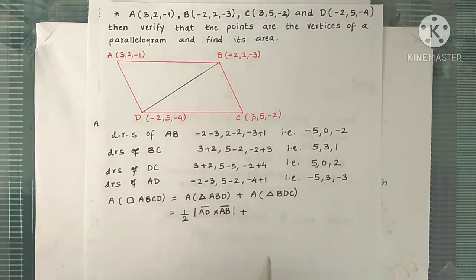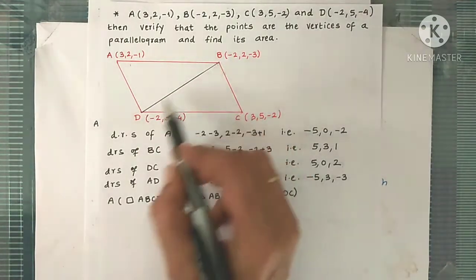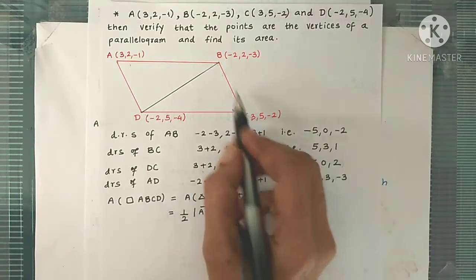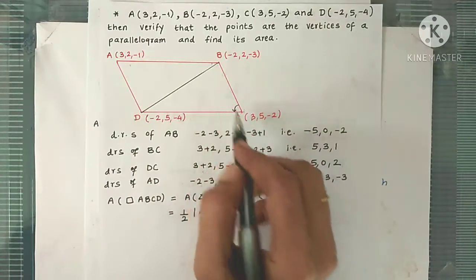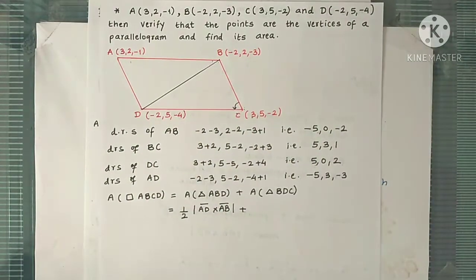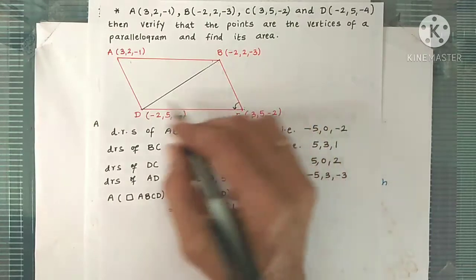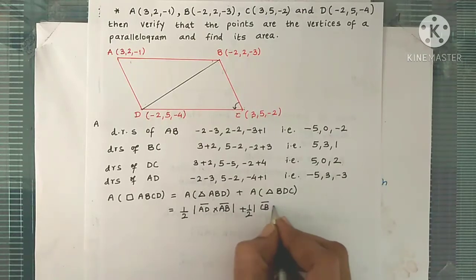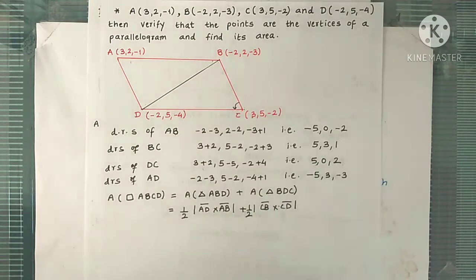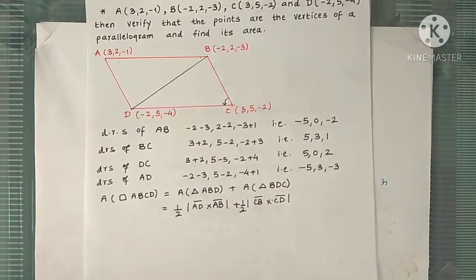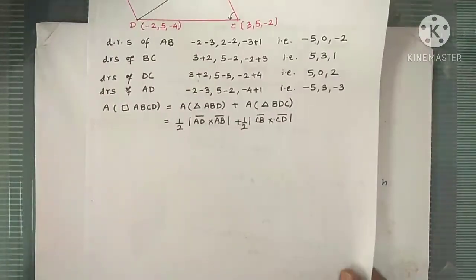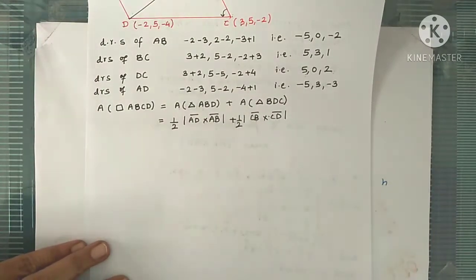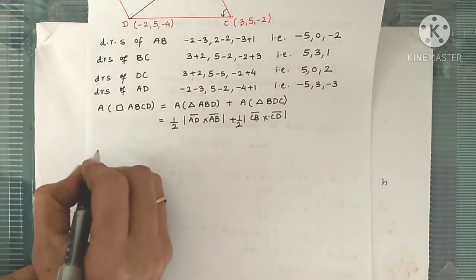Plus the area of triangle BDC. If we consider this one, it is CB bar cross CD bar, as BC and CD are adjacent sides. So we can take half modulus of CB bar cross CD bar. Let's find out these cross products. But before that, we have to find AD bar and AB bar, and for the second one we need CB bar and CD bar. So first let's find AD bar.